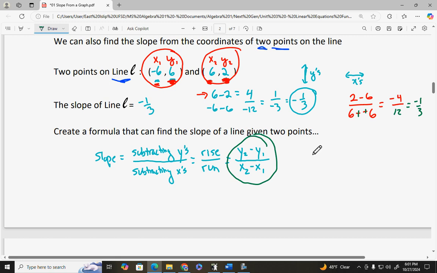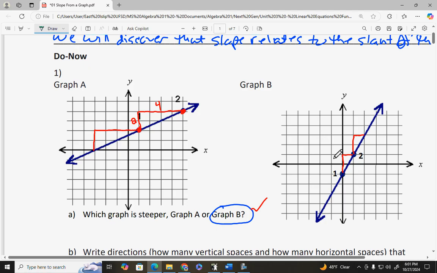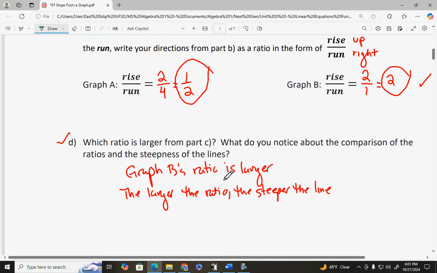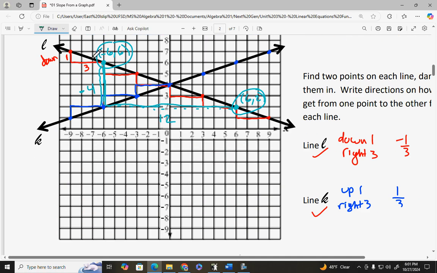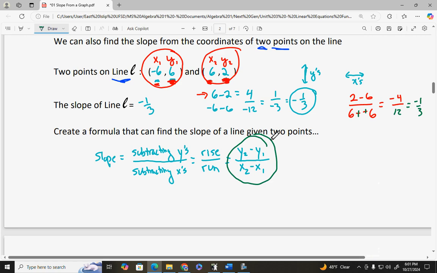Remember, slope tells you how steep a line is. The larger the number, like in the do now, the steeper the line. And what else did we learn? When it's a negative number, the line slants downward, and when it's a positive number, the line slants upward. That really is the entire lesson. We'll do a few problems to practice, and then you'll be able to start your homework.